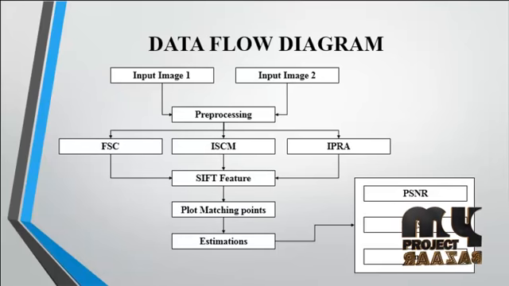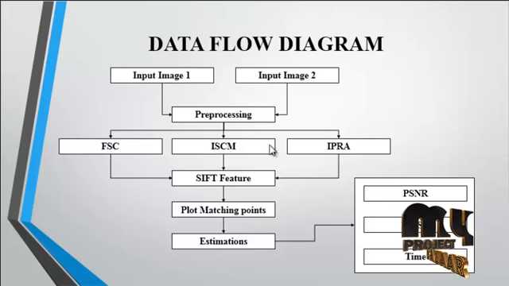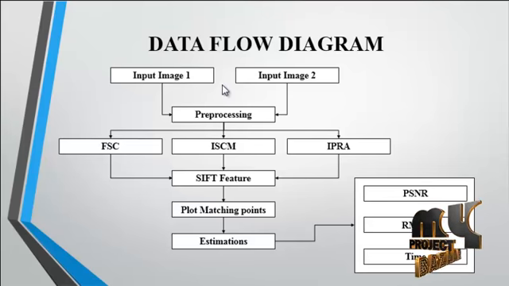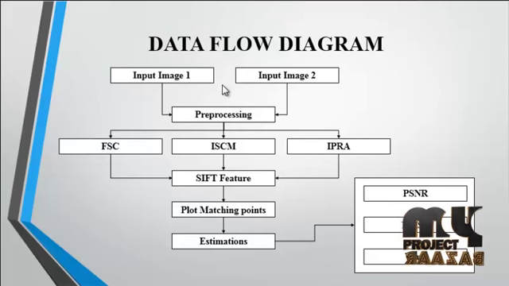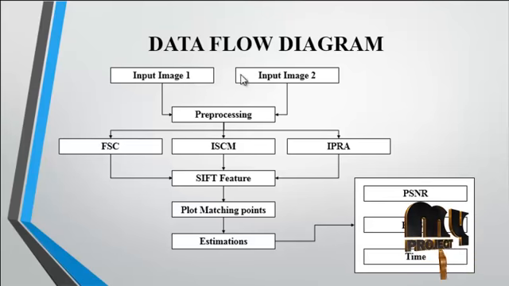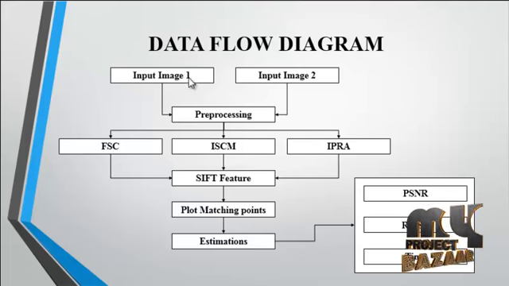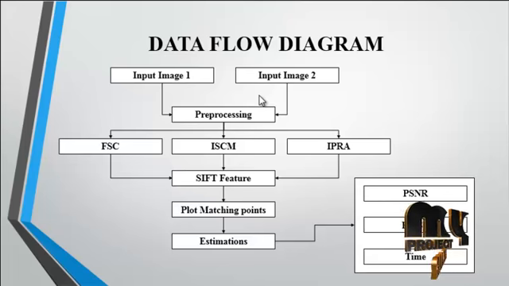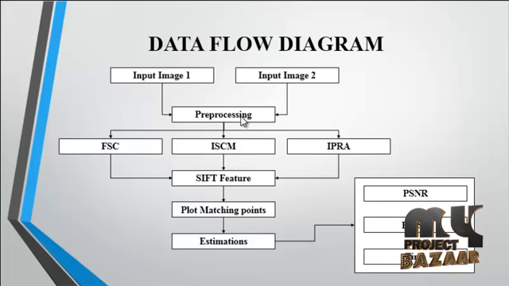Now we discuss the flow diagram for the process. At first, the input image is taken from the dataset. The dataset folder is the folder which consists of the several images which undergo the process. In this process, we have taken two inputs, input image 1 and input image 2. After getting the two inputs from the dataset, the pre-processing is carried out.